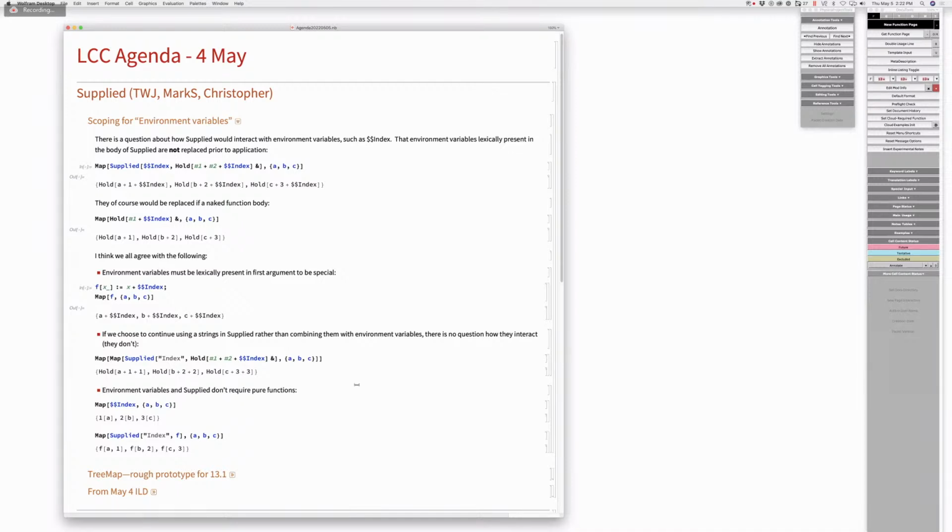How many functions are going to make use of it? Lots in the end. It will gradually expand. Probably most functions that take a function as an argument could support supplied. There's going to be list manipulation, functional programming.